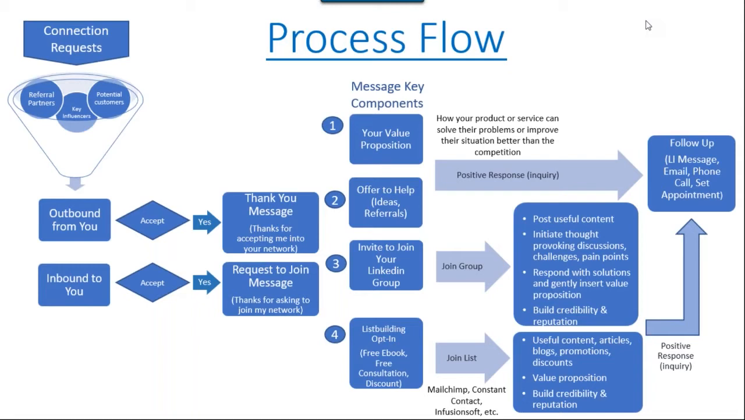The last component, the list building opt-in: once people join your list, they go into your email marketing program, such as MailChimp, Constant Contact, or Infusionsoft. And then that opens them up to receive your newsletter. And in your newsletter, you're going to post useful content, articles, blogs, promotions, discounts.